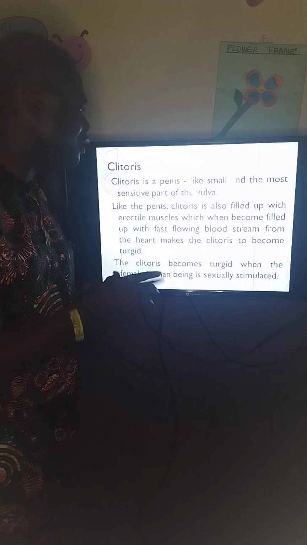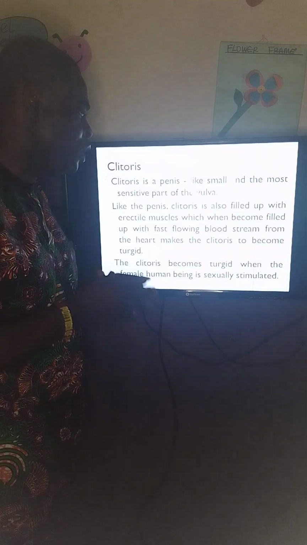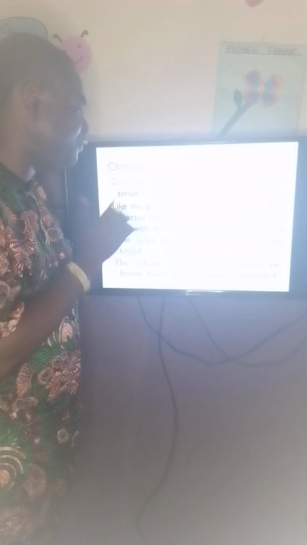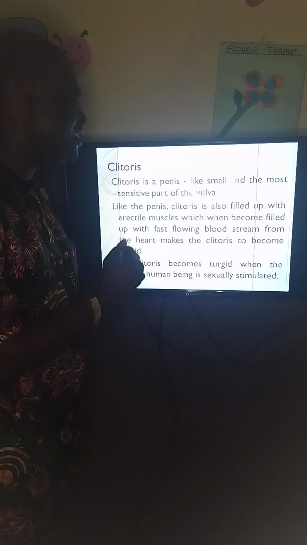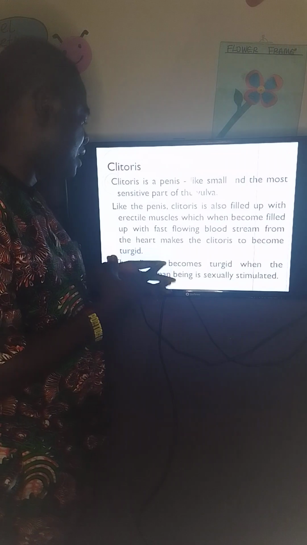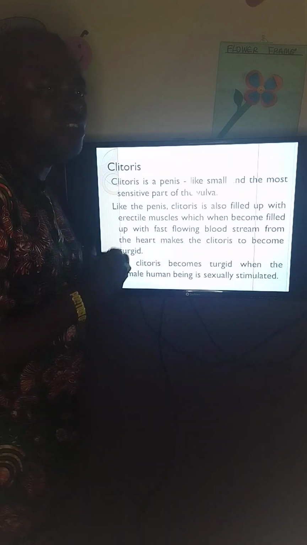Now, the clitoris, like I said, is a penis-like small and the most sensitive part of the vulva. Like the penis, the clitoris is also filled with erectile muscles, which, when filled with fast-flowing blood stream from the heart, what happens to it? The clitoris becomes what? Turgid. The clitoris becomes turgid when the female human being is what? Sexually stimulated.